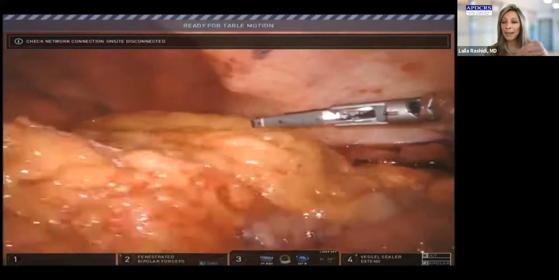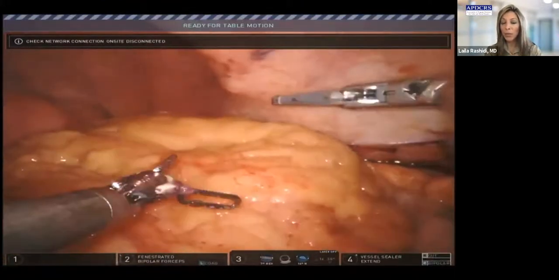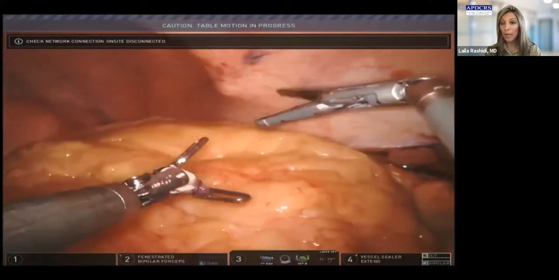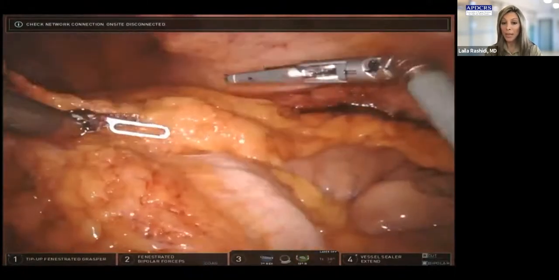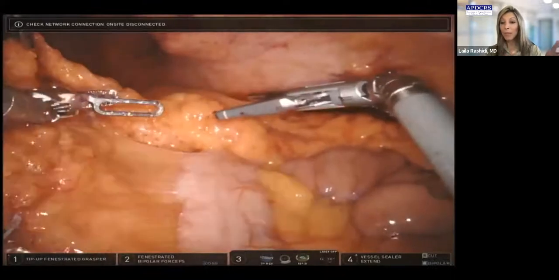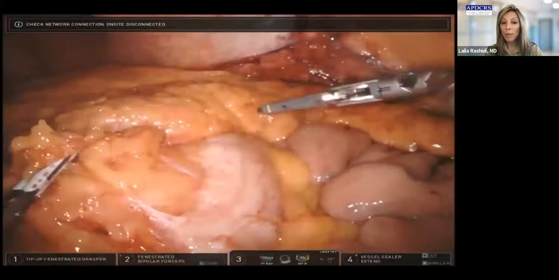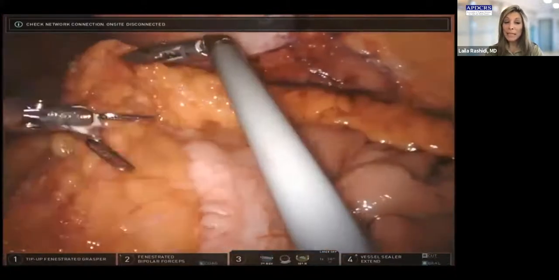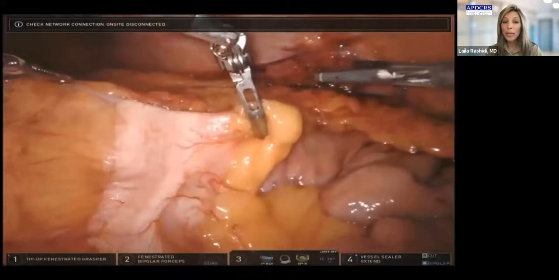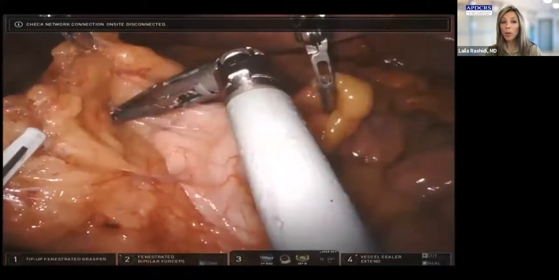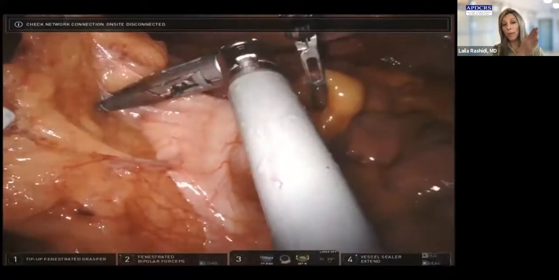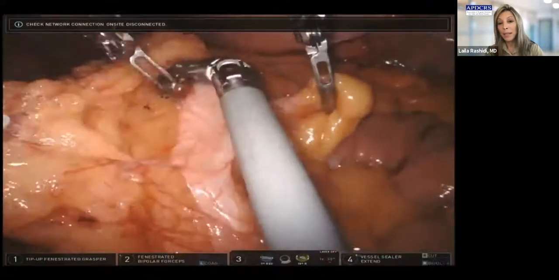And here I'm asking the anesthesiologist to bring the head up, so in a reverse Trendelenburg fashion. So now you see the small bowel is all the way down. Here, use all your arms. So if you have an assistant, they can definitely help you.